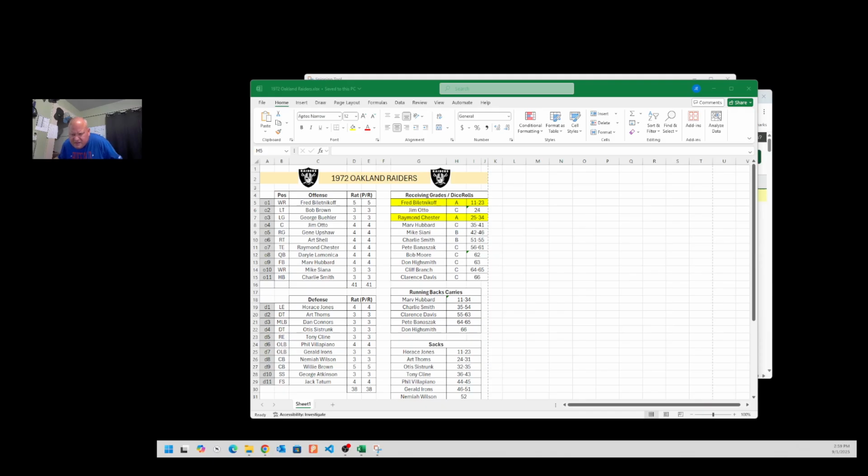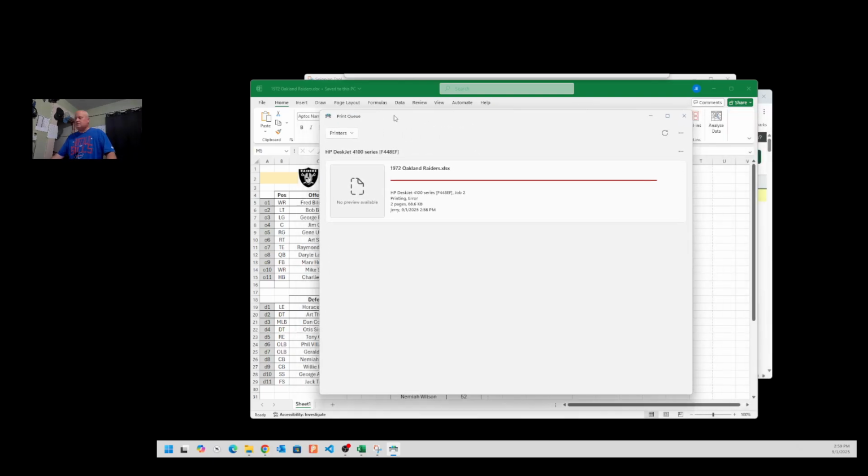So we're going to open active printers. Look at this. It's just sitting here. Why is it doing this? And now it gives an error. Why? God, I hate printers. Cancel all. Yes. We'll try it again.